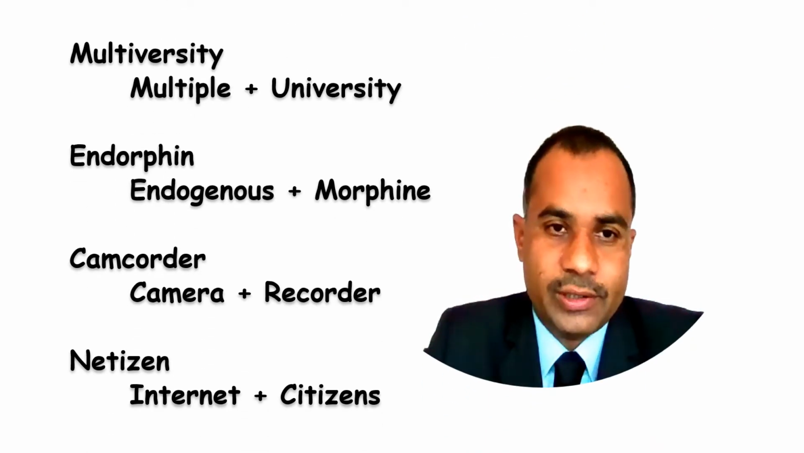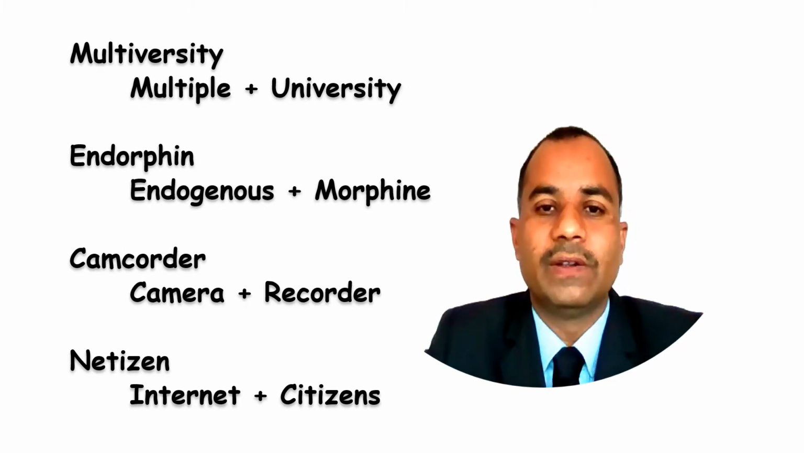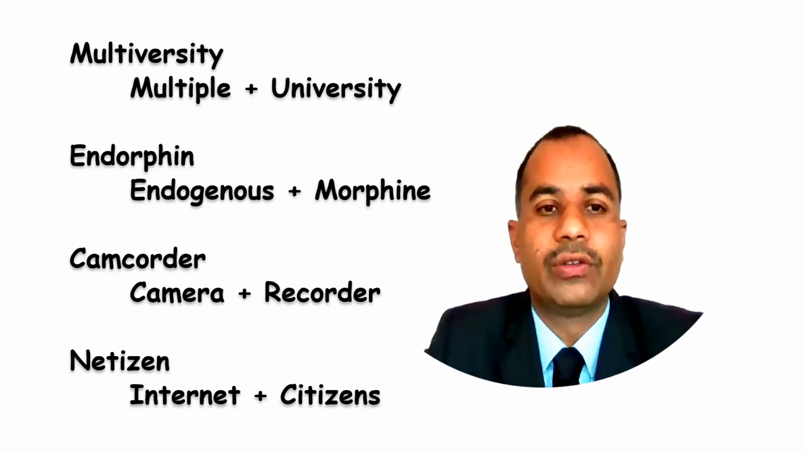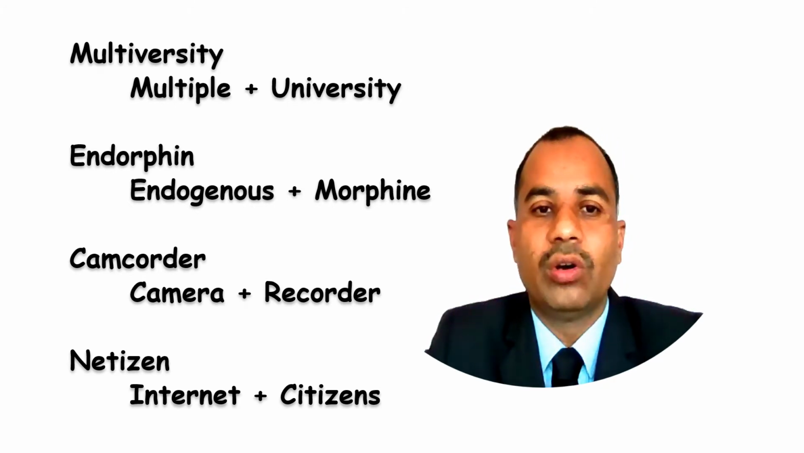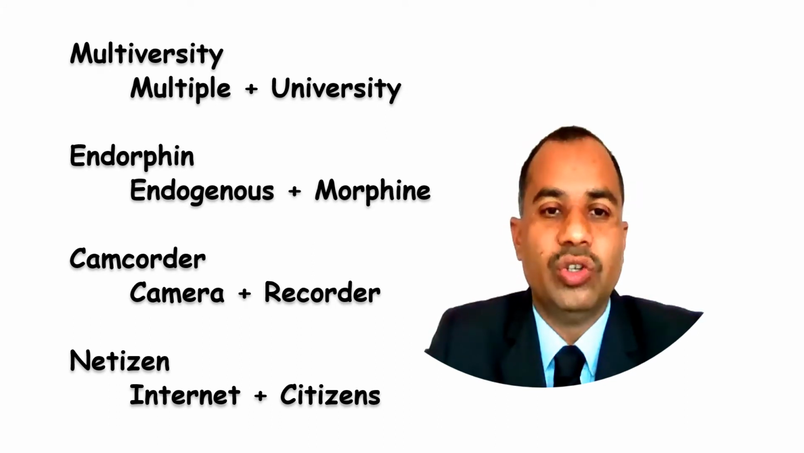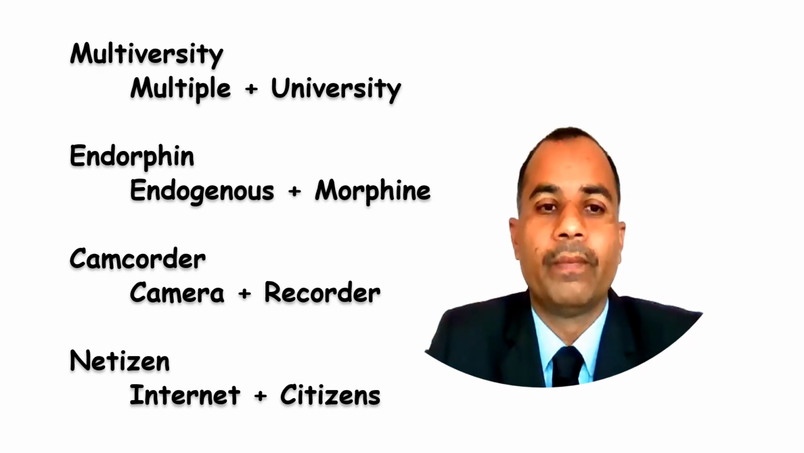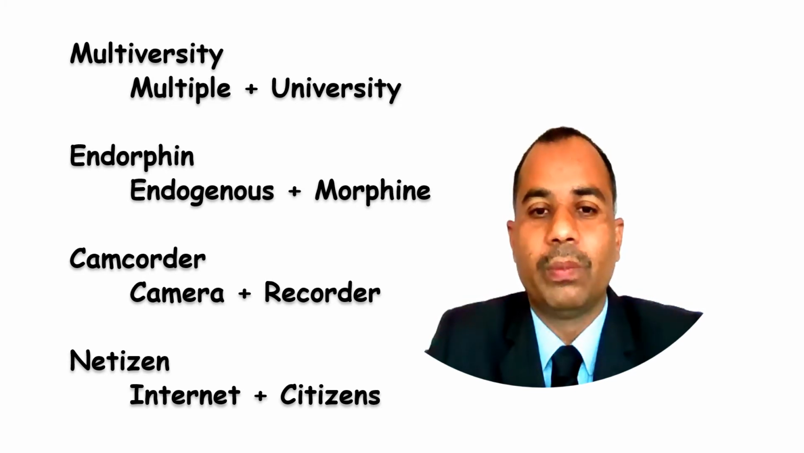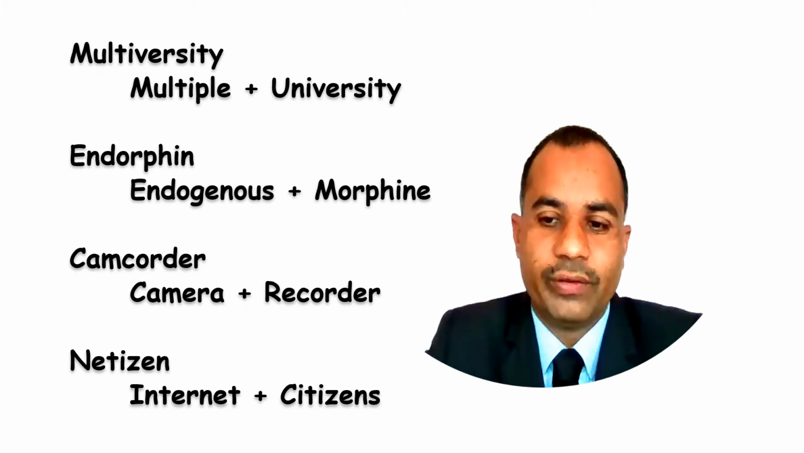Then we have multi-university, so we have different options, and it's a greater choice and many things. So multi is many, a number of, multiple, so like that. So multiple plus university. There are not multiple universities, of course, but we have multiple choices, multiple things in university. So that is multi-university. Then we have endorphin, so endogenous morphine. So we have endogenous, that is internal effect, and morphine, so it's a painkiller or pain reliever, a kind of effect on us. So it's endorphin.